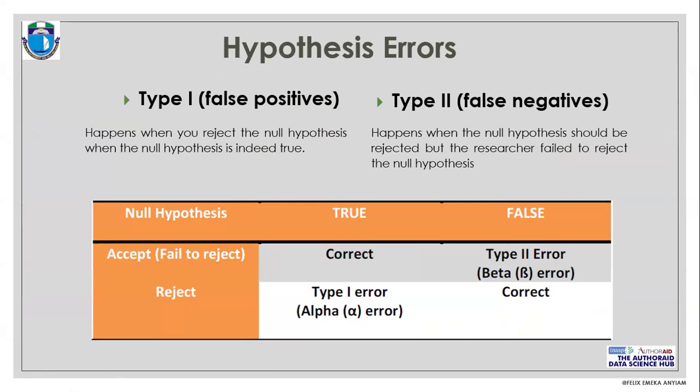So the hypothesis, there's something they call the hypothesis errors, which also play a role in the statistical power that I would be talking about. They have the type 1 error and the type 2 error. Now, I will explain them. In the type 1 error, you reject the null hypothesis when the null hypothesis is indeed true.